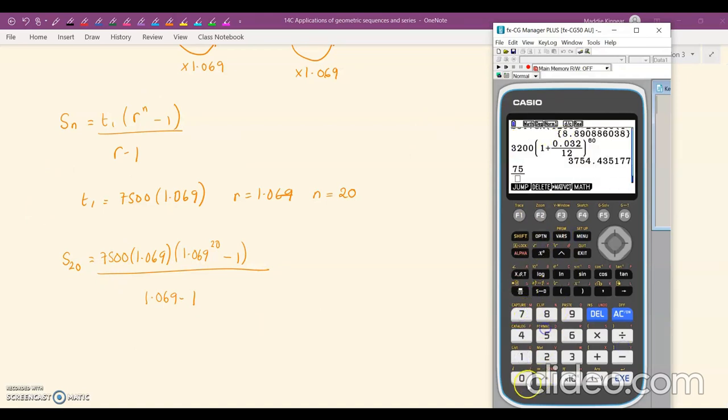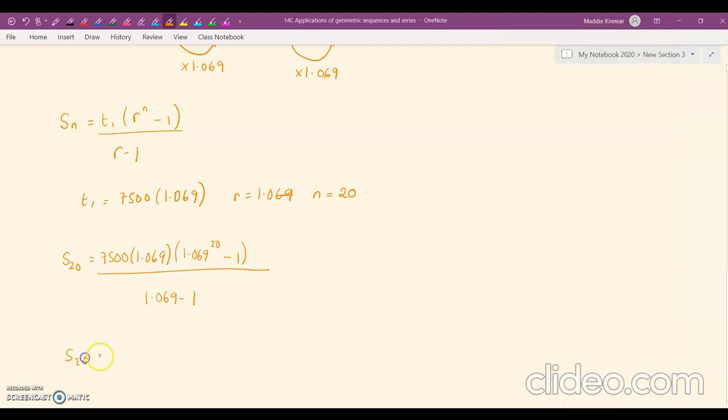We have got 7,500, multiplying it by 1.069, then multiplying that by 1.069 to the power of 20, and then we're subtracting 1, and then all divided by 1.069 subtract 1 equals. And we get that he will accumulate $325,114.56. So that would be the amount.